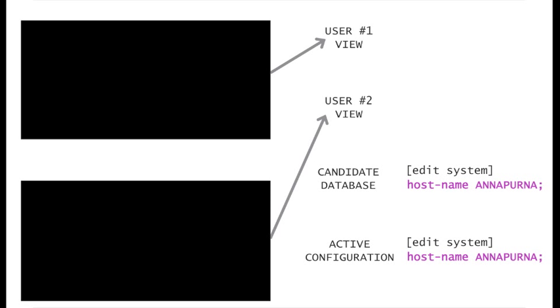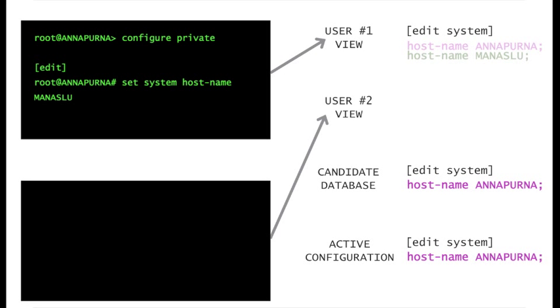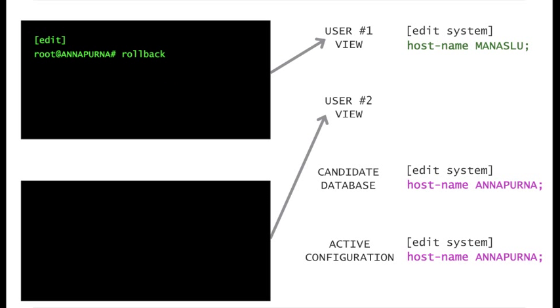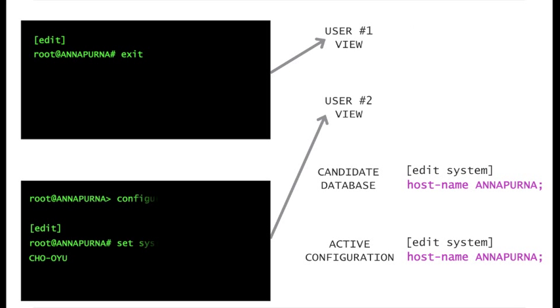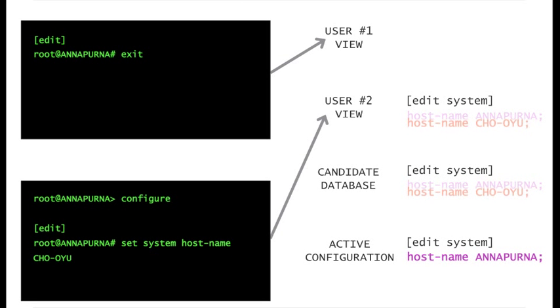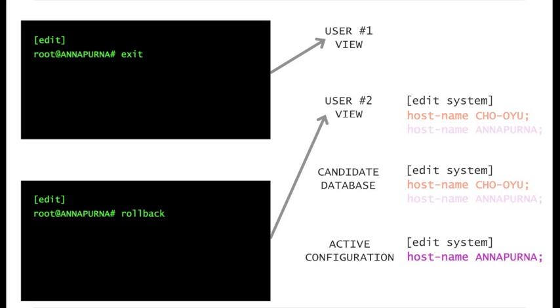Finally, let's explore the meaning of rollback in the different configuration modes. In private mode, rollback just restores the user view. However, in default configuration mode, the rollback command also restores the candidate database.